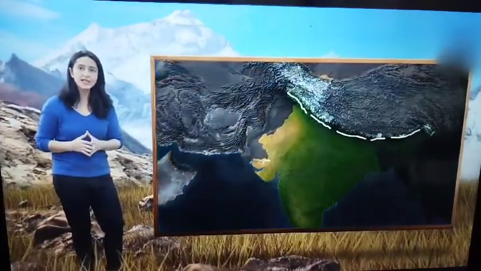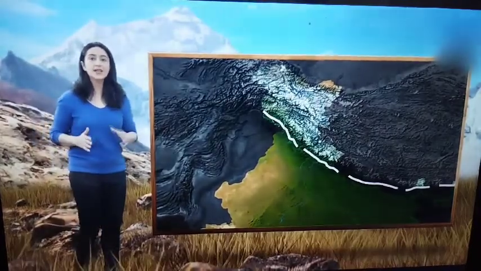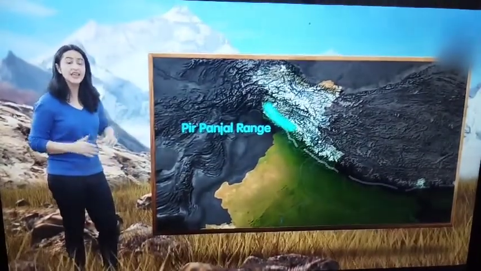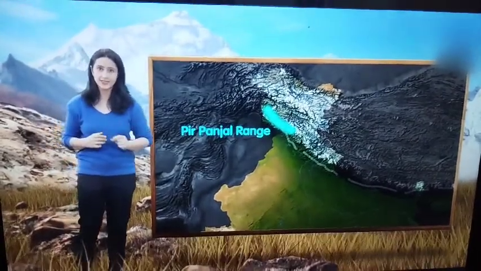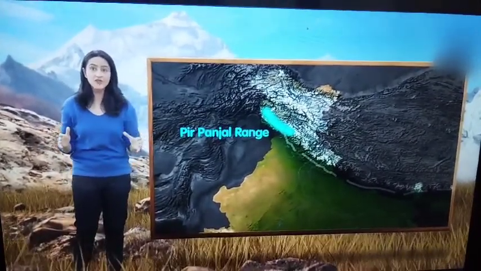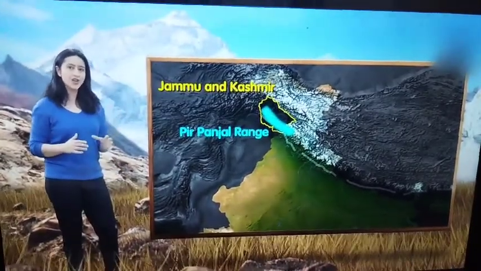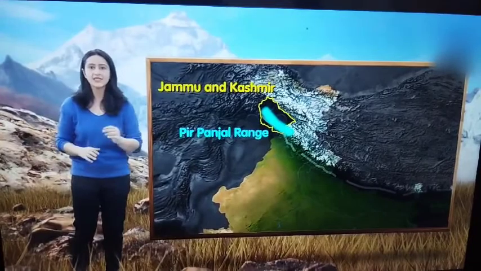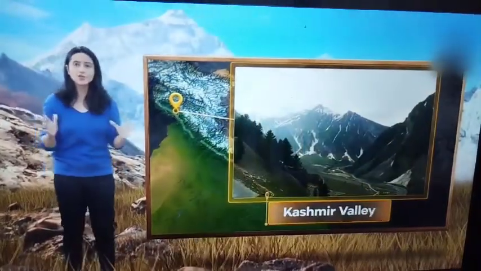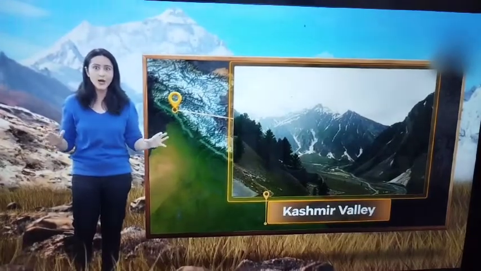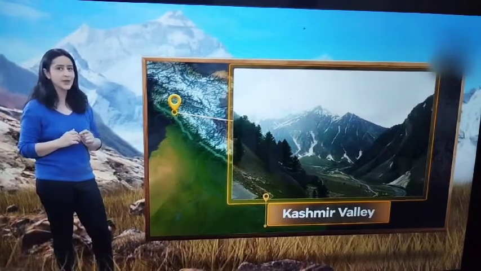Within the Lesser Himalayas, there are three prominent mountain ranges. The first one is the Pir Panjal range. It is the longest and the most prominent range in the Lesser Himalayas. Most of the Pir Panjal range lies in Jammu and Kashmir. The mountain range ends on the northwestern side of Himachal Pradesh. The Kashmir Valley, which attracts tourists from all over the world, is located in the middle Himalayan range.